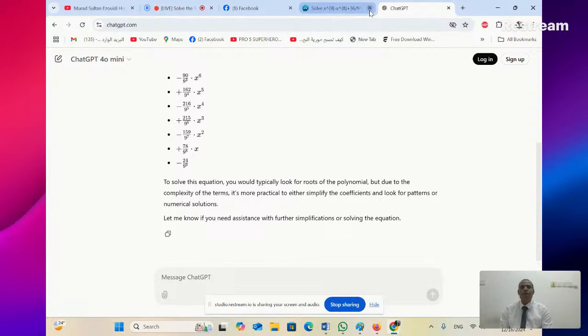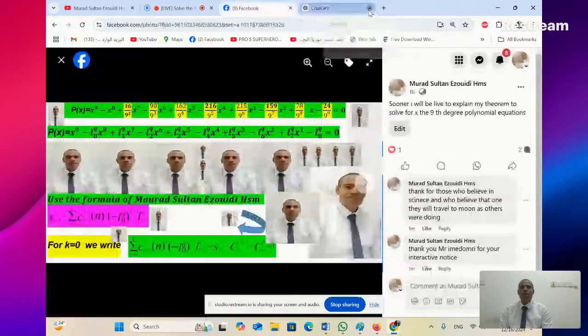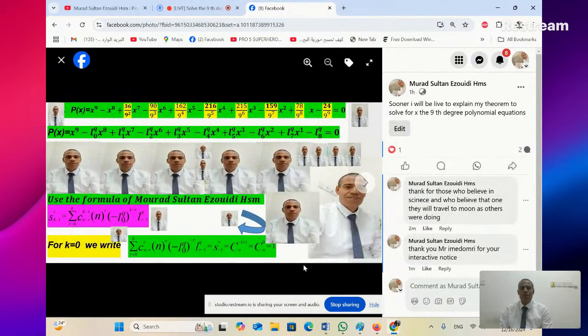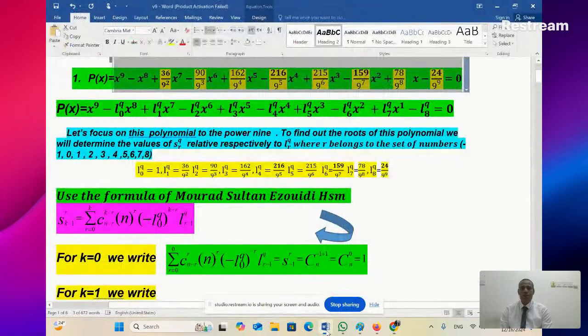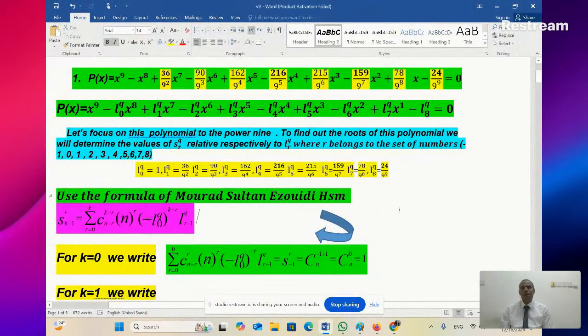Okay, now I will close this. Then I will start doing my work using my theorem. This is now we start. We are starting now, learners. As you have your own calculators, I'll just give you the steps, and you will follow my steps, and then you will get your nine roots, the nine exact roots.